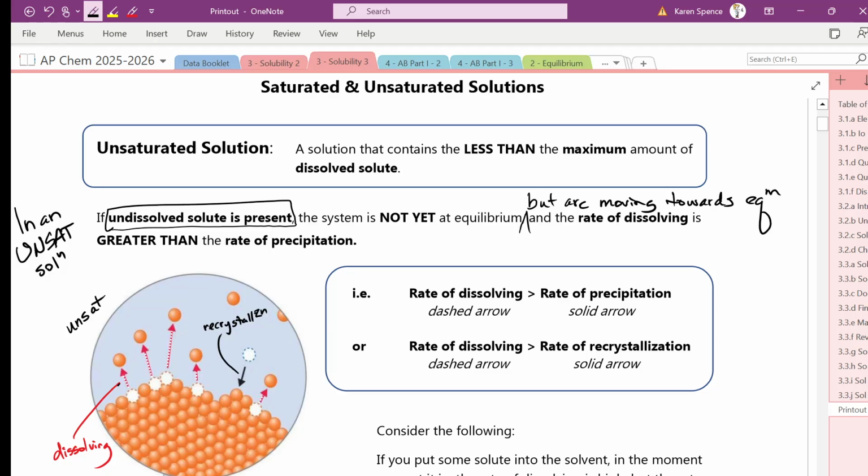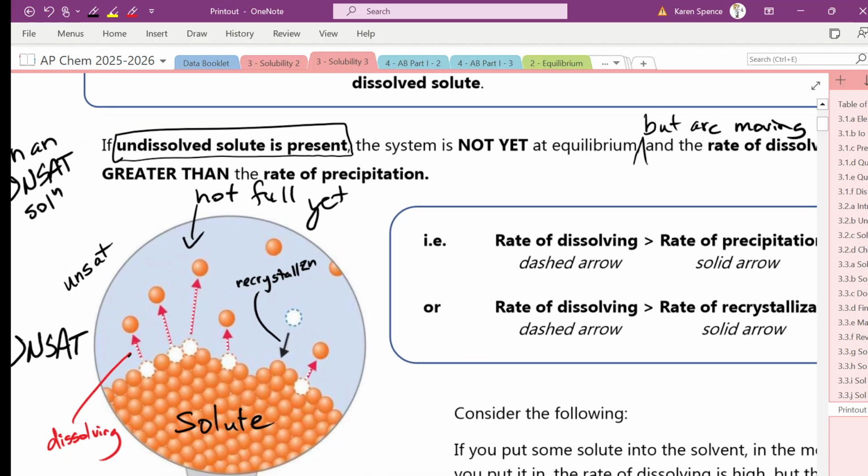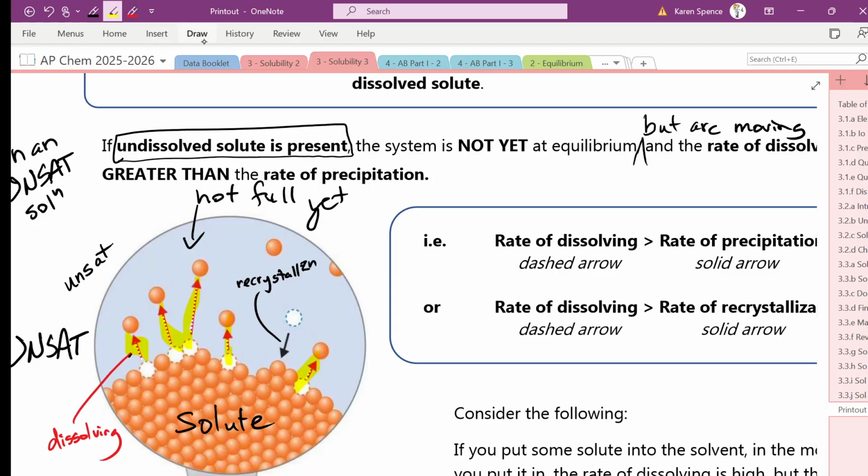So you can have an unsaturated solution with solid present, and you can have a saturated solution with solute present. See how we have our solute here? But this is not full yet. So it is unsaturated, and the rate of dissolving is greater than the rate of recrystallization. So that's for an unsaturated solution. I'm just going to do the saturated and then we'll come back to you, okay?